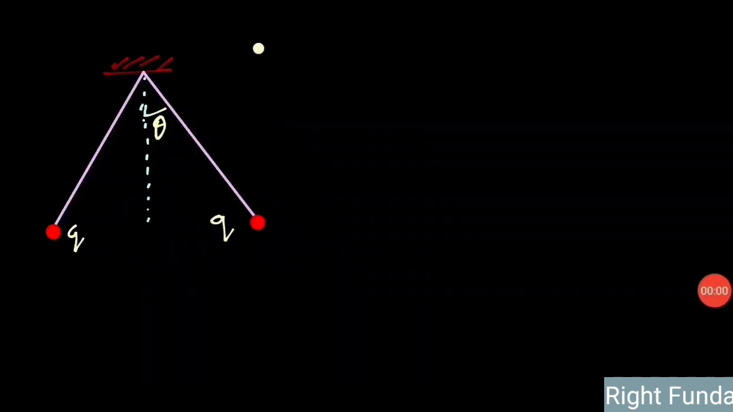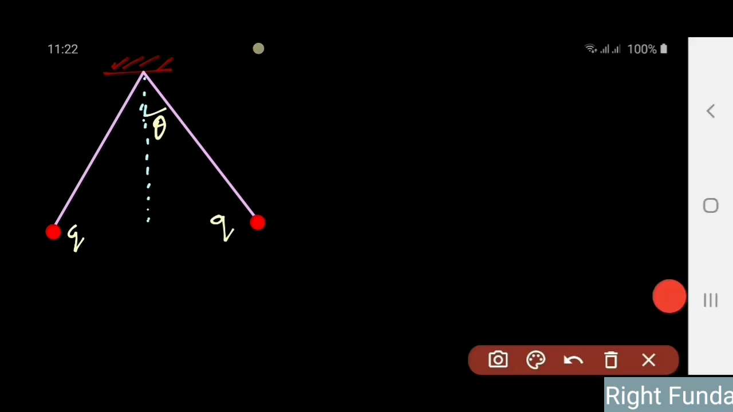Let's solve it. But before that, let's understand what the question is saying. There are two charged particles, q and q, separated by some distance. Initially they are together, and at some time they are separated by some distance. The distance of separation between them we can take as d, and this angle is θ.